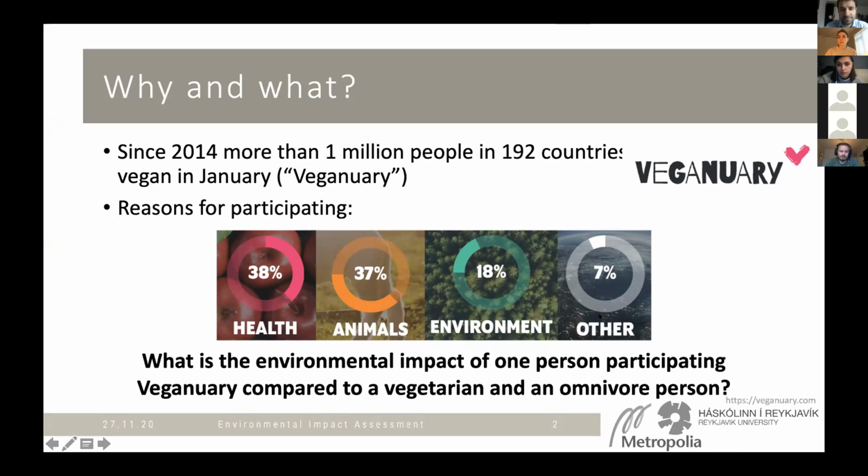During this Veganuary, they provide you with a lot of plant-based recipes, nutrition tips, and more information. And since 2014, Veganuary has inspired and supported more than 1 million people in 192 countries. The main reasons for participating were health with 38%, 37% say that it's animals, 18% find the environment the most important reason, and 7%. In our project, we want to look at the environmental impact of one person participating in this Veganuary compared to a vegetarian and an omnivore diet.